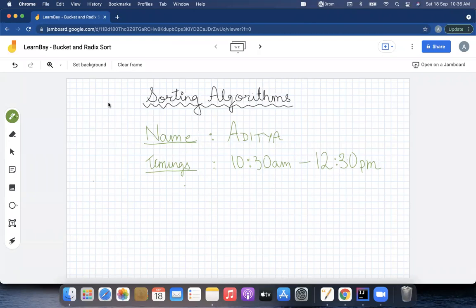Today's session is on sorting, and we will be discussing a few non-trivial sorting methods. Mostly, we will focus on linear time sorting.